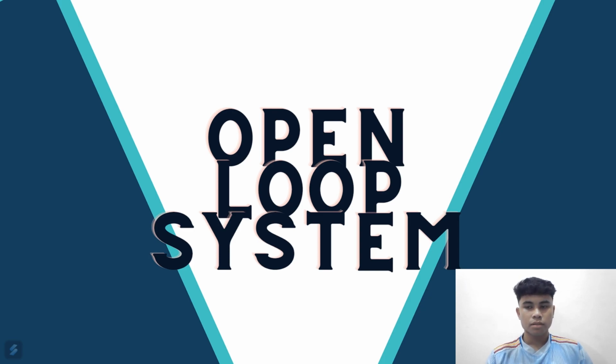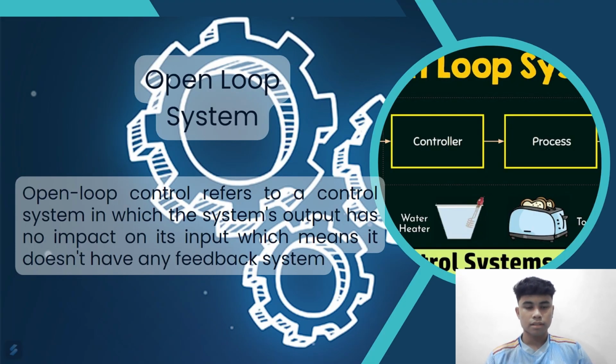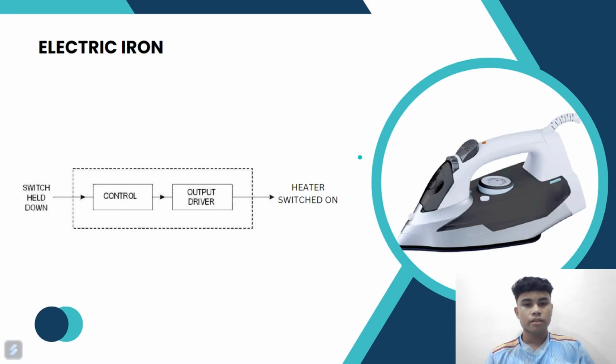Hello, we continue about open loop system. So, at first, open loop control refers to a control system in which the system's output has no impact on its input, which means it does not have any feedback system. For example, 1. Electric iron. This is block diagram about electric iron.